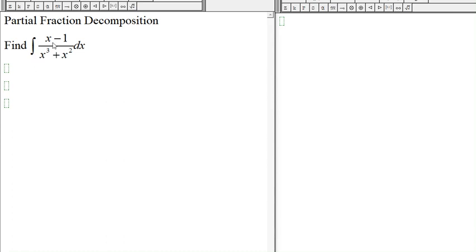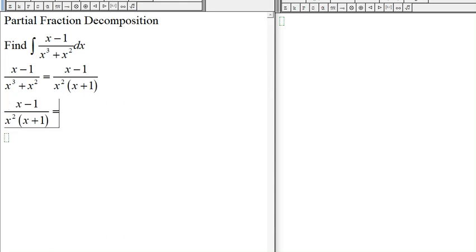Here we have the integral of (x minus 1) divided by (x cubed plus x squared). And so to find this integral, first we need to decompose this right here. This is the same as (x minus 1) over x squared times (x plus 1), where the common factor is x squared. And now we need to decompose this fraction right here.